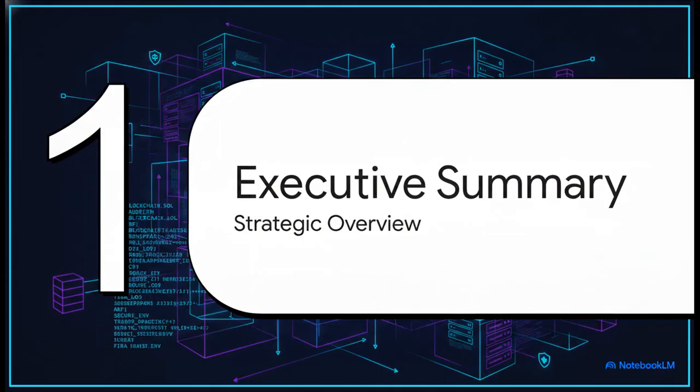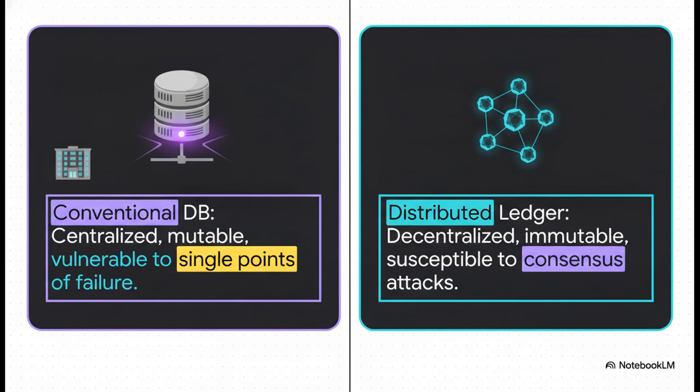Section 1. The Strategic Executive Summary. To really set the stage here, we have to contrast how blockchain actually works compared to our traditional systems. Conventional databases are centralized and mutable. We all know them, we're comfortable with them, but they're inherently vulnerable to a single point of failure. Distributed ledgers, on the other hand, flip the script. They operate on a decentralized, trustless paradigm. They are immutable, meaning once data is in, it's not changing.